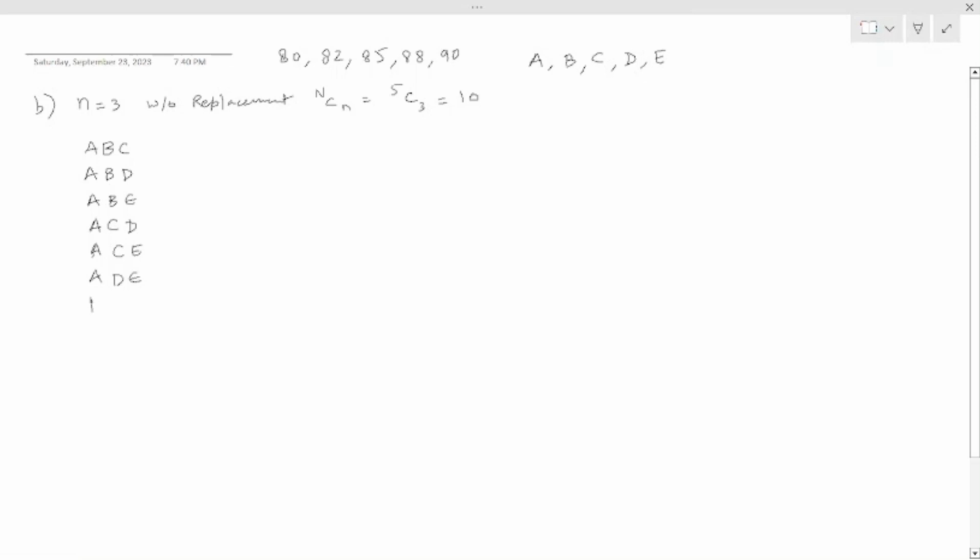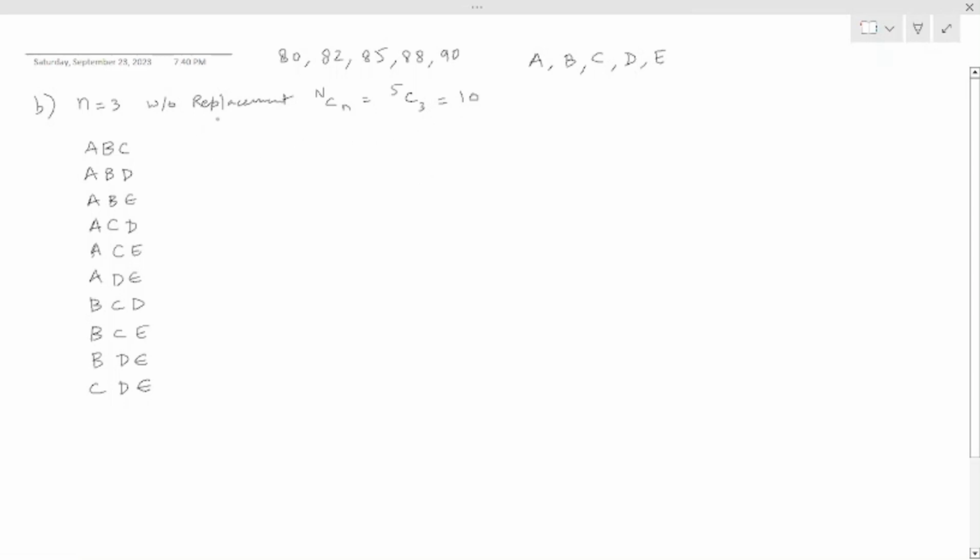Now starting with letter B, because we have completed the list starting with alphabet A. Therefore, starting with B, this is B, C, D, following the order again. Then B, C, E. Then we have B, D, E. And the last one should be C, D, and E. So you can easily count that we have ended up with 10 samples. That's what the formula 5C3 equals 10 gives us.